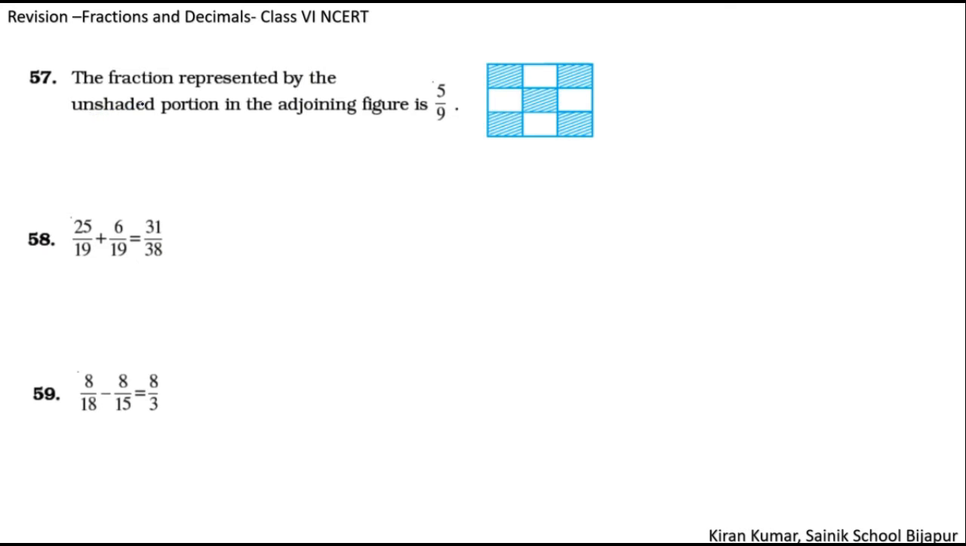57th. The fraction represented by the unshaded portion in the adjoining figure is 5 by 9. If you observe carefully, there are totally 9 parts. In that, I am going to number the unshaded portion. 1, 2, 3, 4 portions are there. So the unshaded portion is 4 by 9. It is not 5 by 9. So the given statement is a false statement.